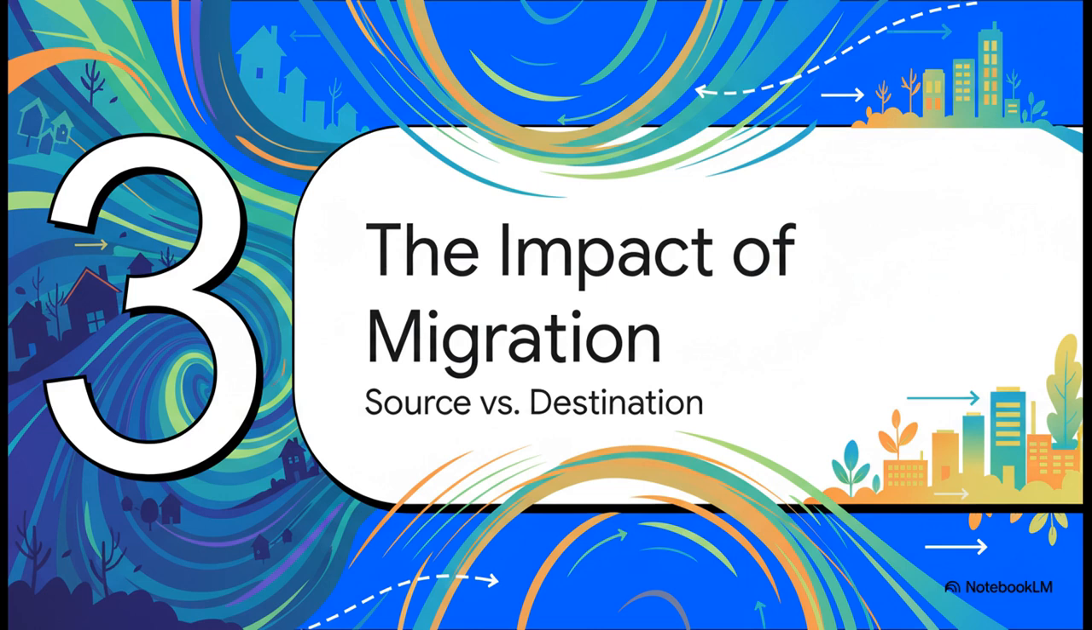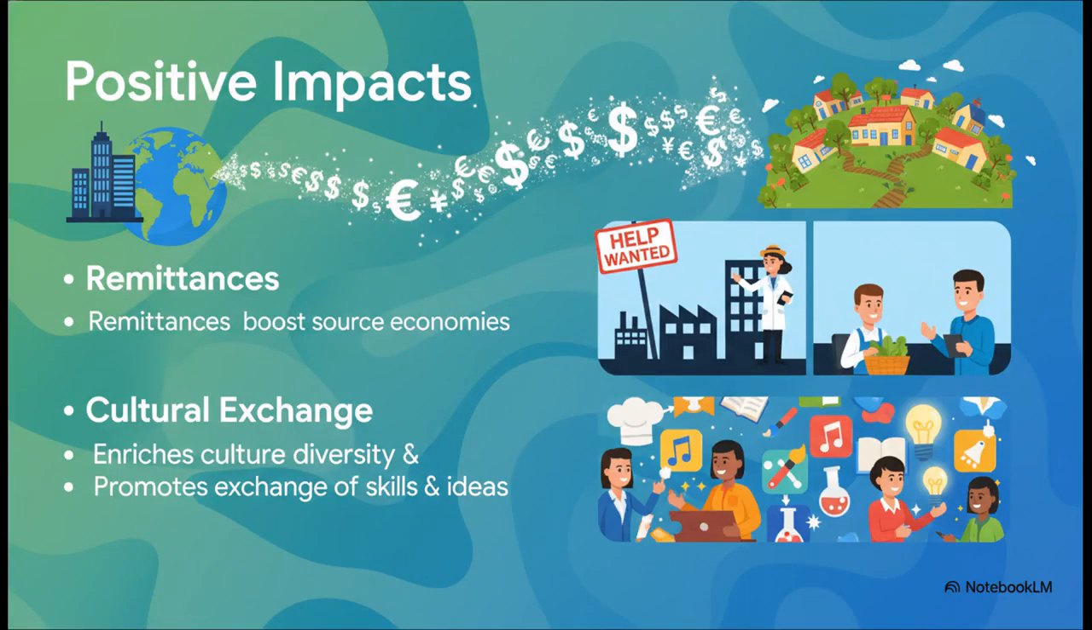See, moving isn't just a simple act. It creates all these ripple effects. It has a massive impact on both the place people leave behind, which we call the source region, and the new place they move to, the destination region. Let's start with the positives, because there are a lot of them. For the source country, you have remittances. That's money sent home by migrants. And it can be a total lifeline for families and local economies.